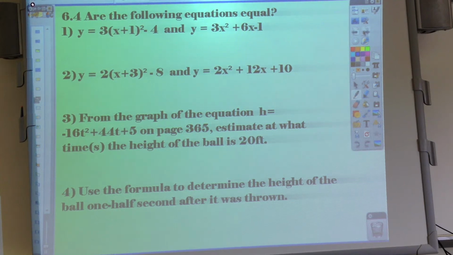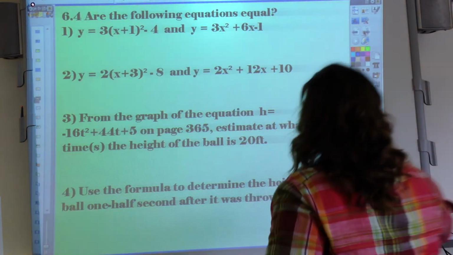This is section 6.4, and we are dealing with graphs of the form y equals ax squared plus bx plus c. So first I ask you in number 1, are these two equations equal? And the easiest way for us to find out with the knowledge we have so far is to expand number 1, the first equation, and see if it is the same as the second equation. So let's go ahead and do that.